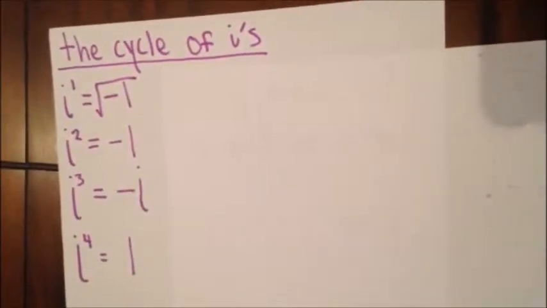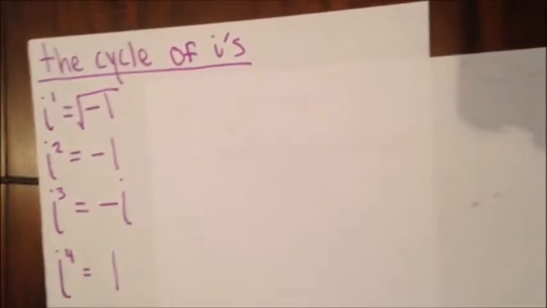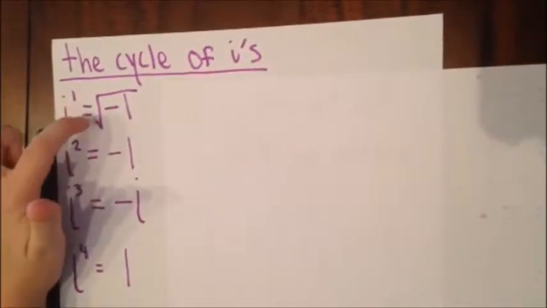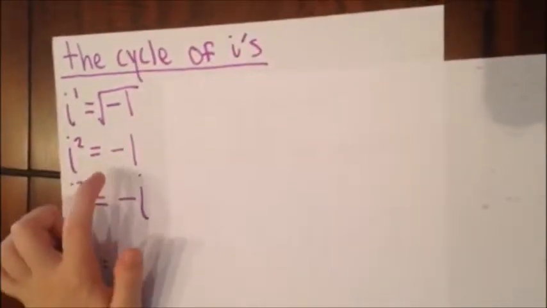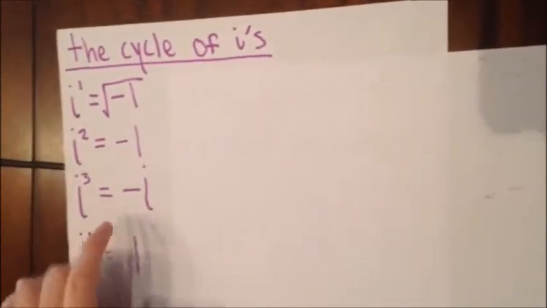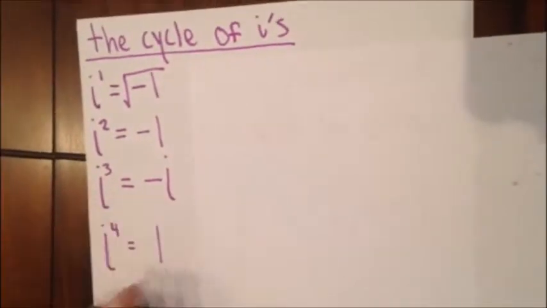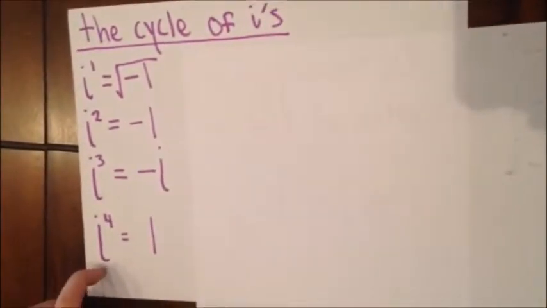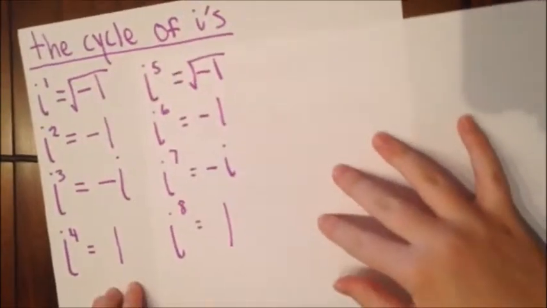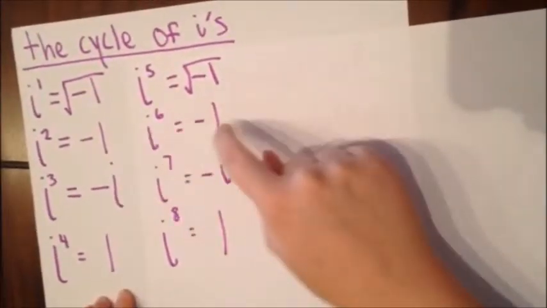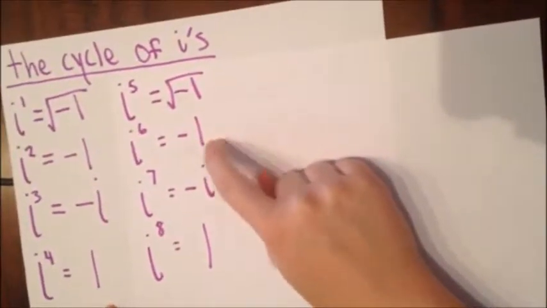The cycle of i's. When you bring i to an exponent, you can get 4 results. The square root of negative 1, i, for i to the first power, negative 1 for i to the second power, negative i for i to the third power, or 1 for i to the fourth power. This goes in a cycle, meaning i to the fifth power is i, i to the sixth power is negative 1, i to the seventh power is negative i, and i to the eighth power is 1.